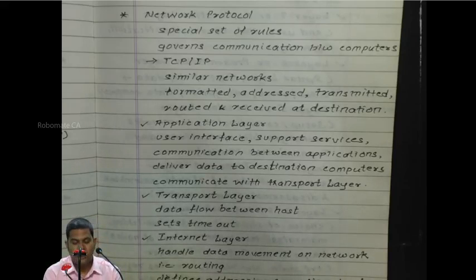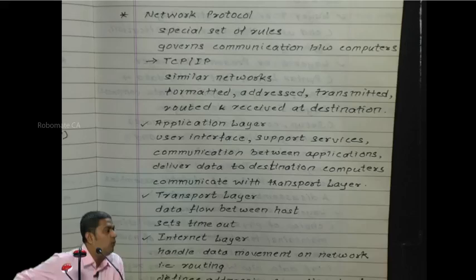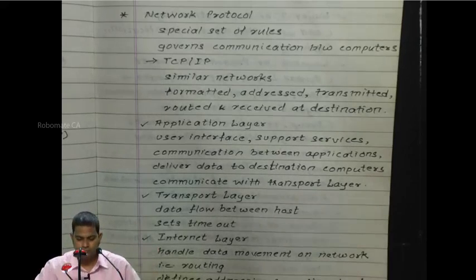Now, what is this transport layer? Transport layer decides, finalizes the data flow between host and nodes. Host is server. How one server will talk with another server, these rules and regulations are defined by the transport layer. It also sets timeout. Now what is this timeout? This timeout concept I'll explain to you with the help of an example. It is very simple. Listen.